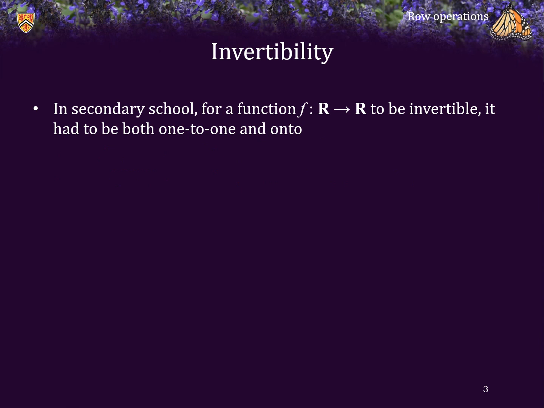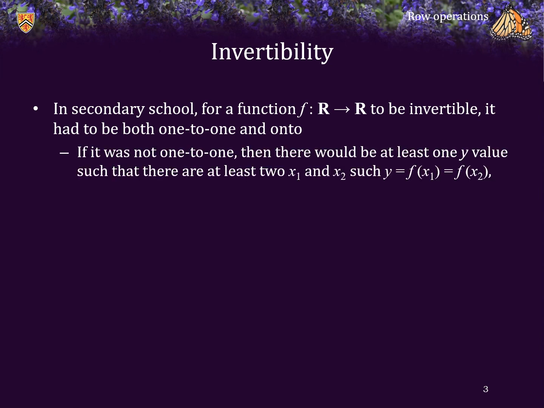In secondary school, you learned that for a function that mapped the reals onto the reals to be invertible, it had to be both one-to-one and onto. For example, if it was not one-to-one, then there would be at least one y value such that there were at least two x values that equaled that particular y value. Well, if that's the case, is the inverse of y equal to x1 or is it equal to x2? The inverse is not unique. So therefore the inverse is not a function.